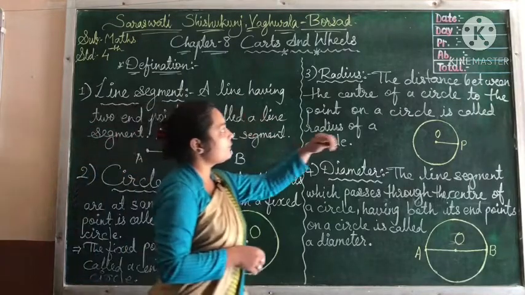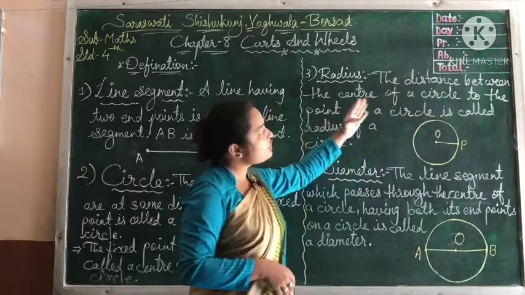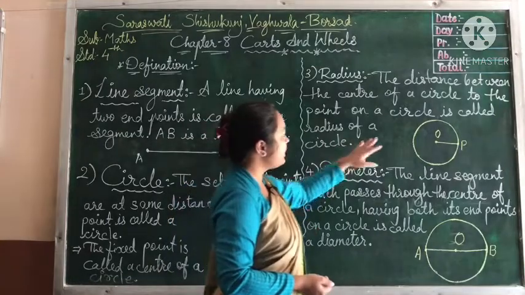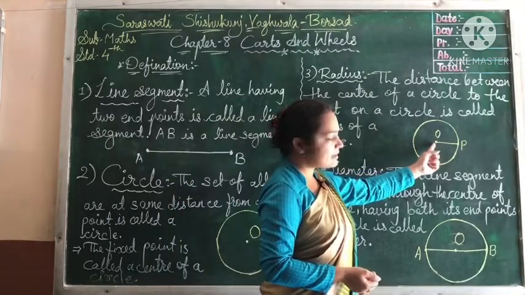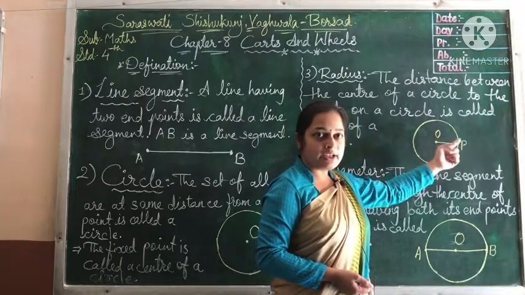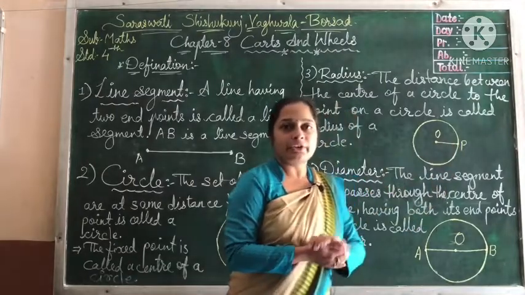Third definition, radius. The distance between the center of a circle to a point on the circle is called a radius. Here OP is a radius.